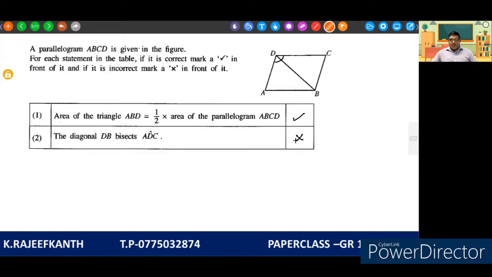So this is wrong. In some parallelograms, the diagonals bisect the vertex angles: the square and the rhombus. The diagonals bisect the vertex angles of the square and also the rhombus, not the parallelogram, not the common one. They have special properties of the square and the rhombus. So the first statement is right, then the second one is wrong.